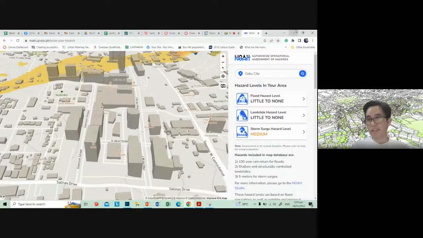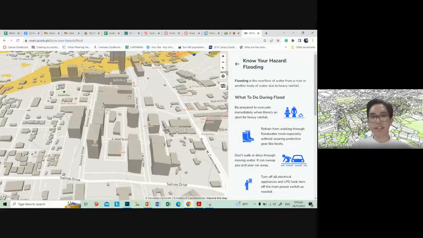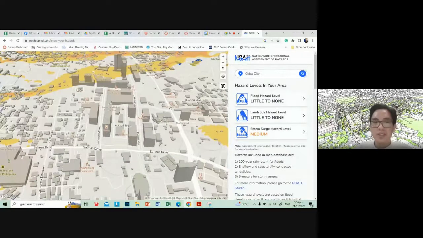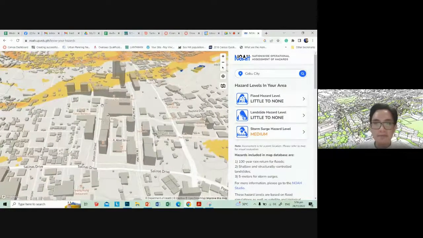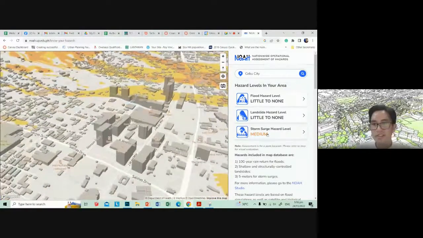So what are the different hazards that are monitored by the Nationwide Operational Assessment of Hazards? Sorry, my voice is dying. Flood hazard levels. If you click this, nothing. It's all white, little to none. There's almost no issues with flooding in this area. There's no risk of landslide because there's no land to slide. It's all flat land. And then storm surge hazard level is minimal.